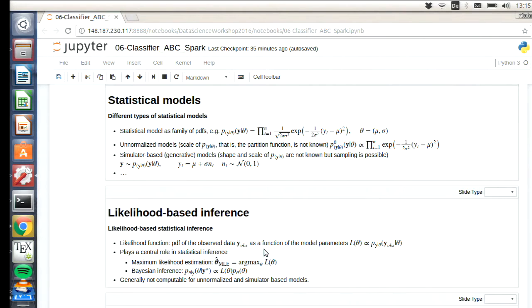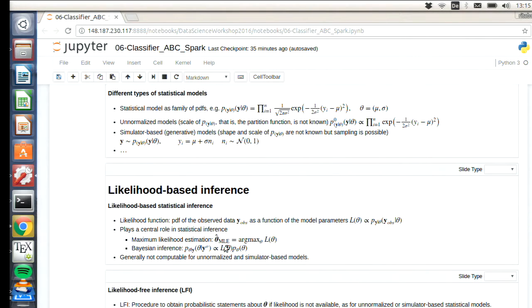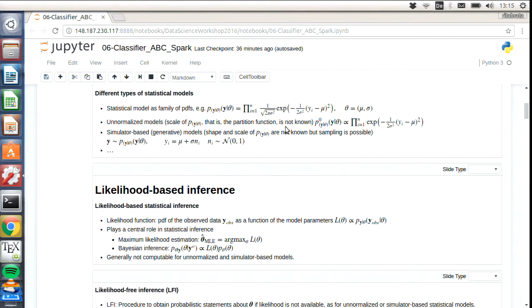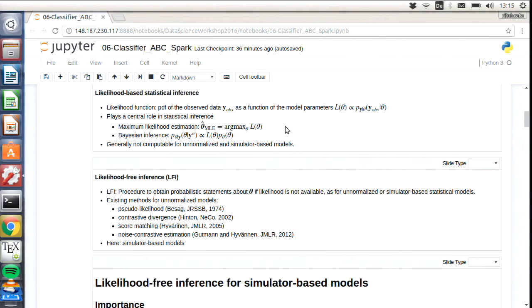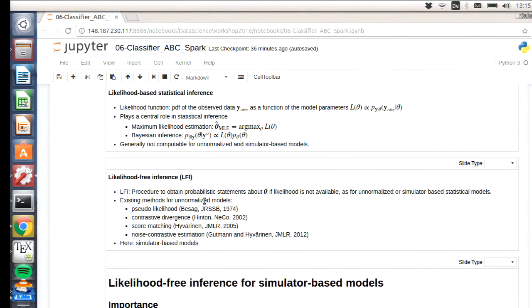So it creates a big problem, because the likelihood is generally not computable for unnormalized and simulator-based models. It also arises in the unnormalized models, so there has been a lot of research for a long time. In the second one, the normalizing constant is not known. There are works by Besag, Hinton, Hyvärinen, and Gutmann and Hyvärinen in recent years. There's a huge area for that.